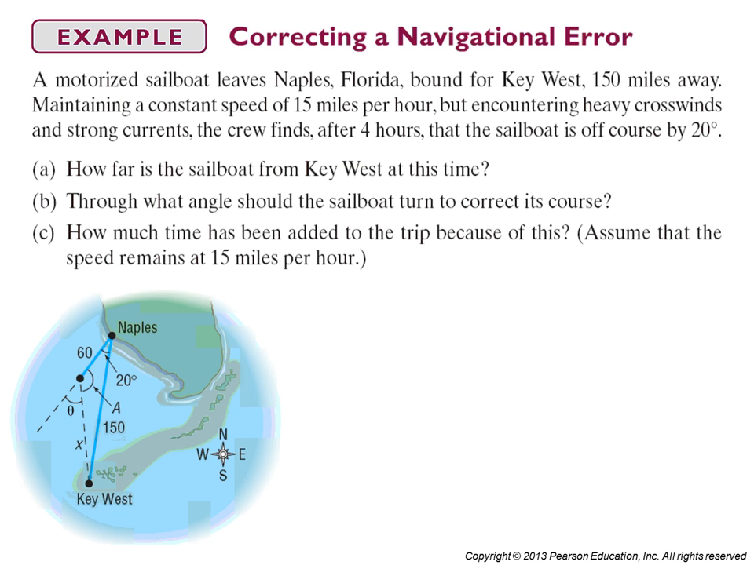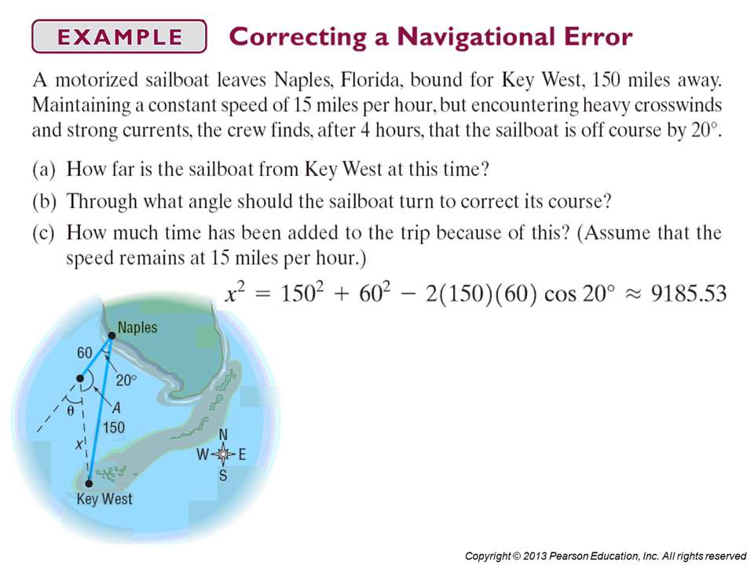So a motorized sailboat leaves Naples, Florida, bound for Key West, 150 miles away, maintaining a constant speed of 15 miles per hour, but encountering heavy crosswinds and strong currents. The crew finds that after 4 hours, the sailboat is off course by 20 degrees. Here's that 20 degrees here. How far is the sailboat from Key West? Through what angle should the sailboat turn to correct its course? And how much time has been added to the trip because of this? Assume that the speed remains 15 miles per hour.